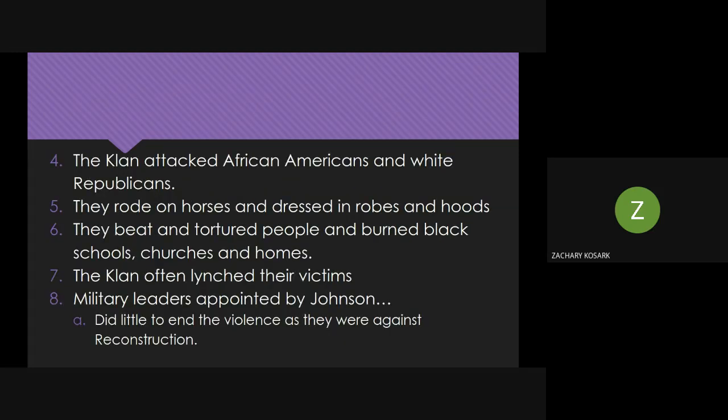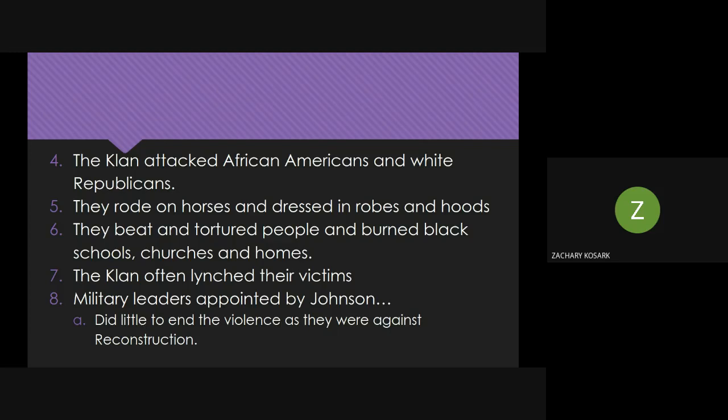The Klan attacked African Americans and anybody that supported African Americans. So white Republicans were often a target as well. They rode on horses, dressed in robes and hoods. They beat and tortured people. They burned black schools, churches, and homes. They often would lynch their victims, which is basically a public display of torture and brutality, and essentially would kill them out in the open.